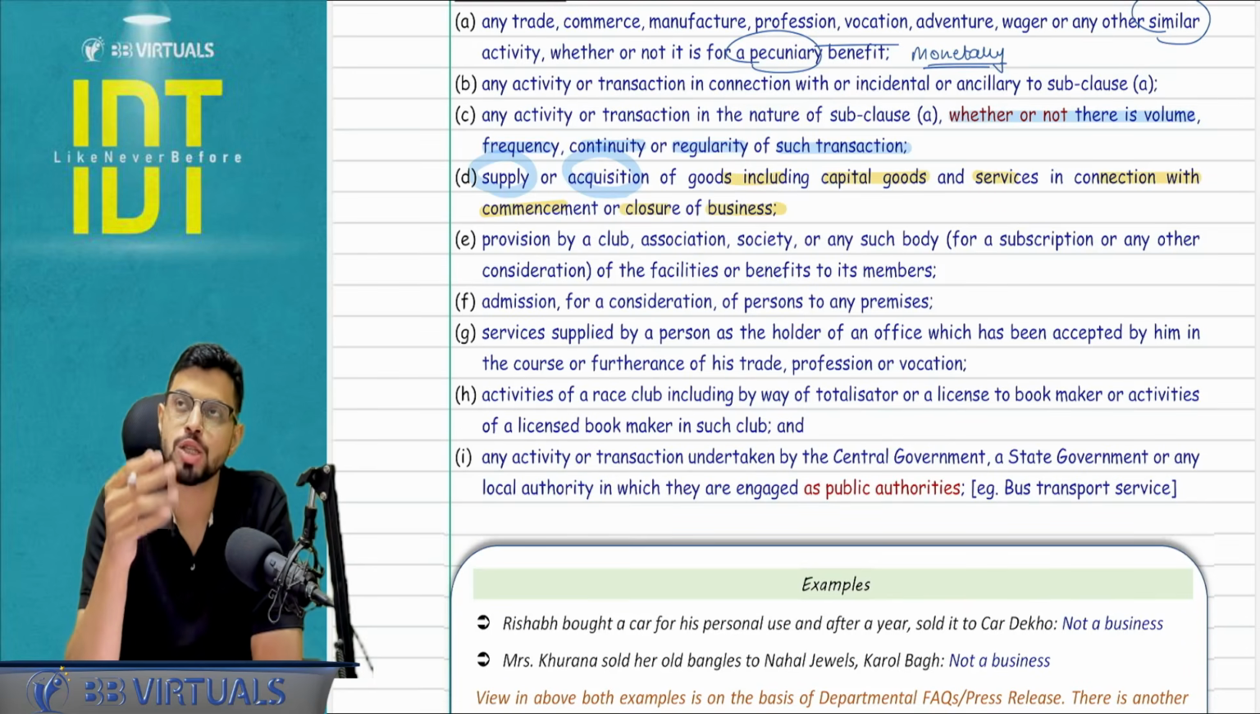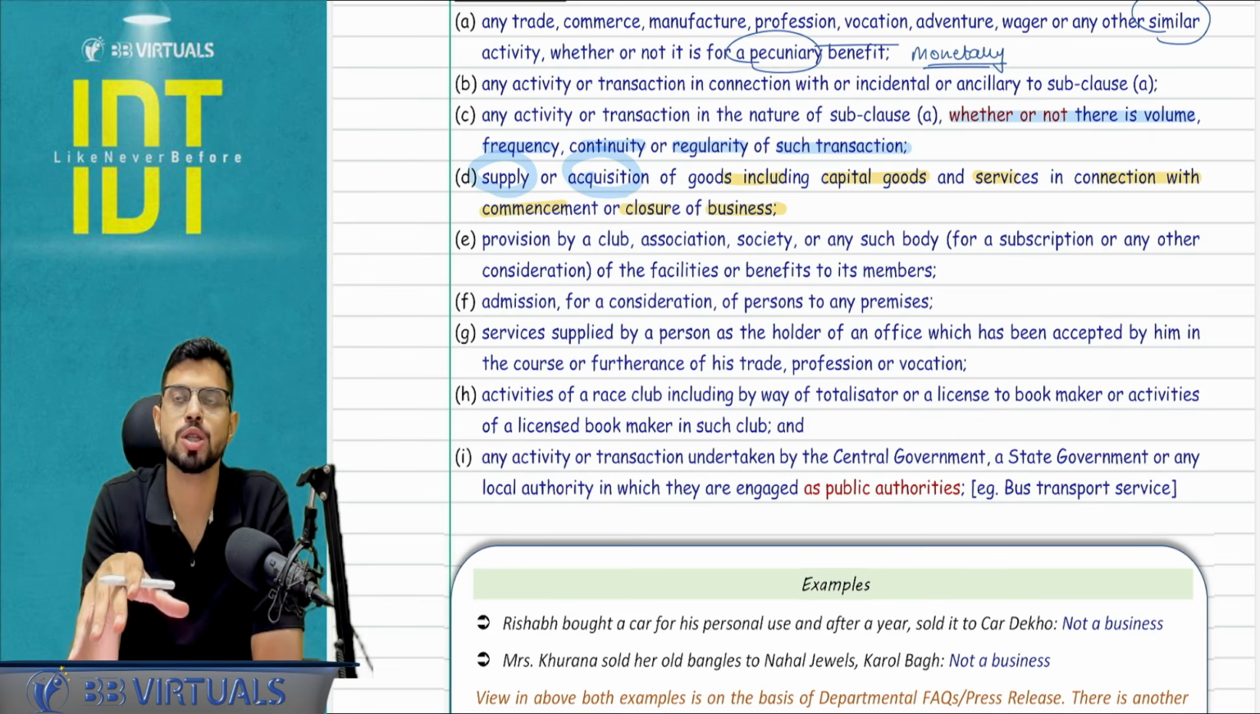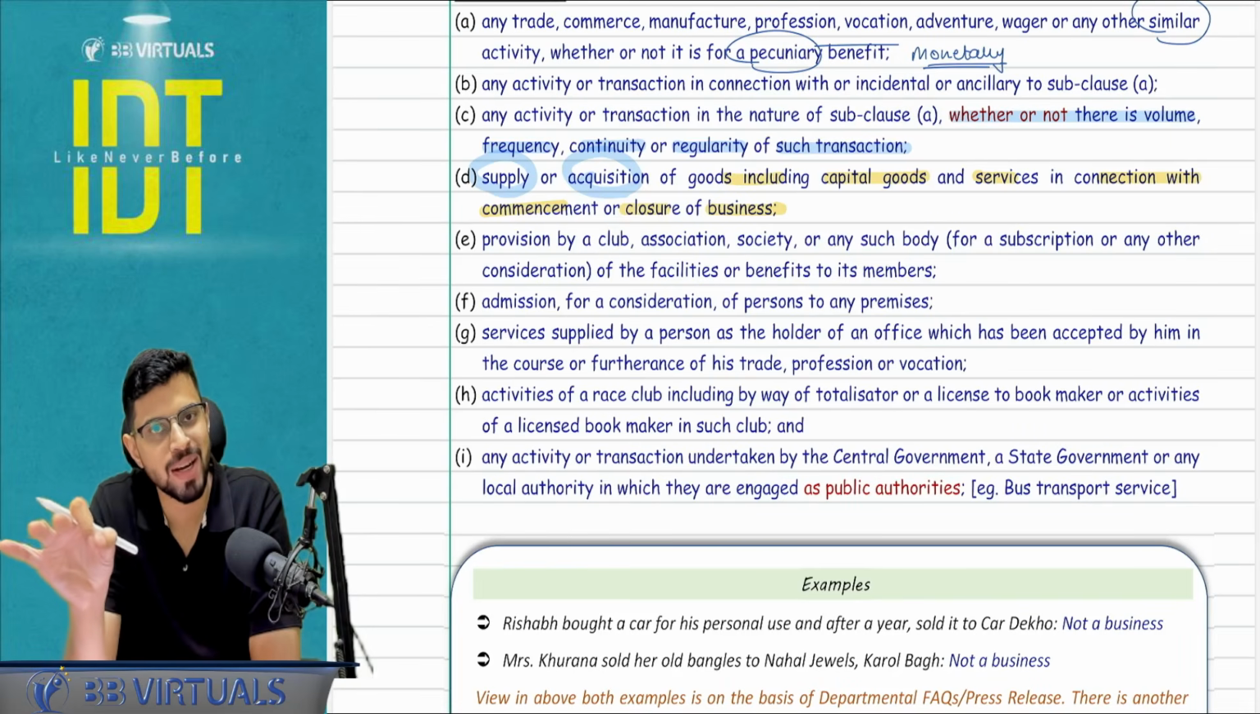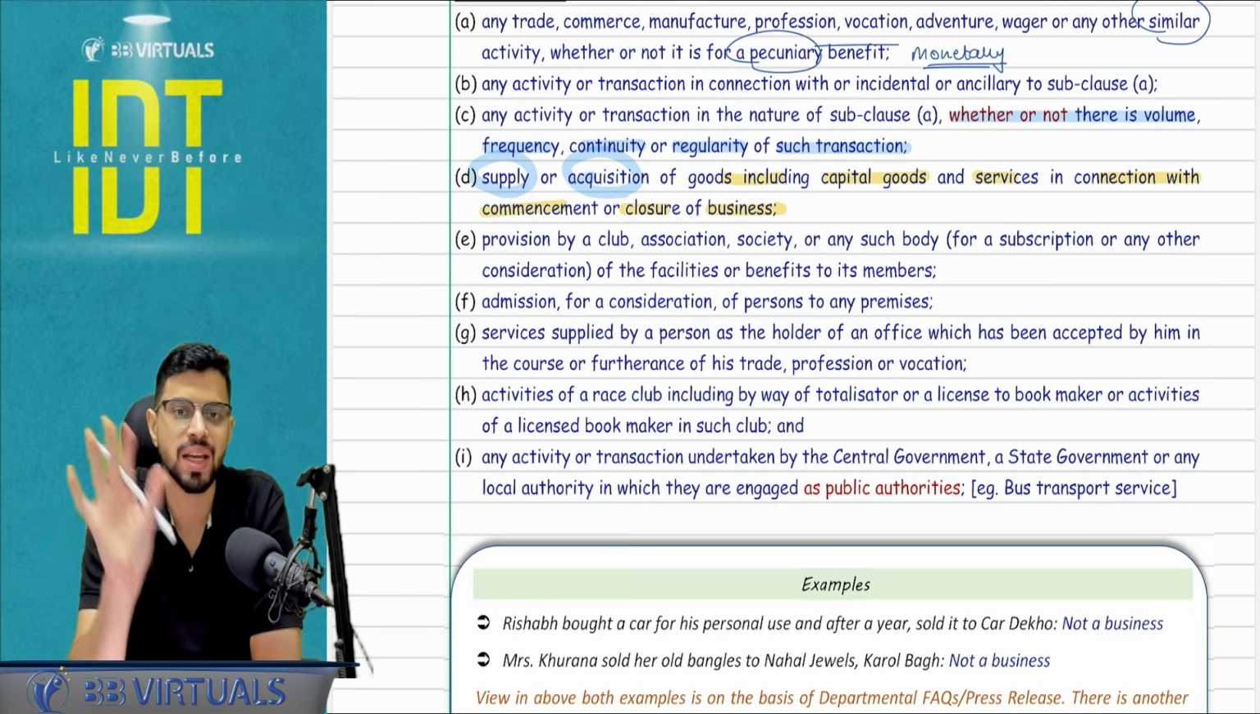So you cannot say that, sir, I am closing the business, hence this is closure. No, this is not a day-to-day business. No, it is business. Government is just trying to make its position very wide enough to cover everything in the definition.